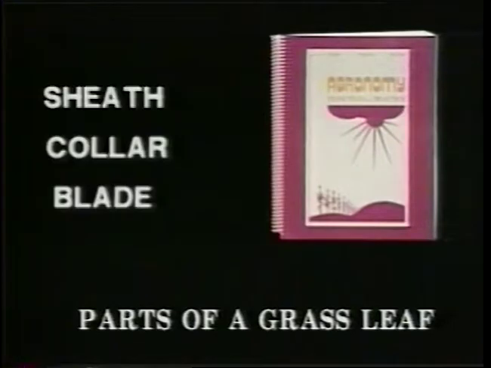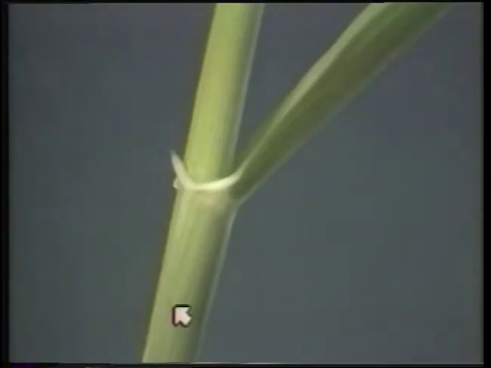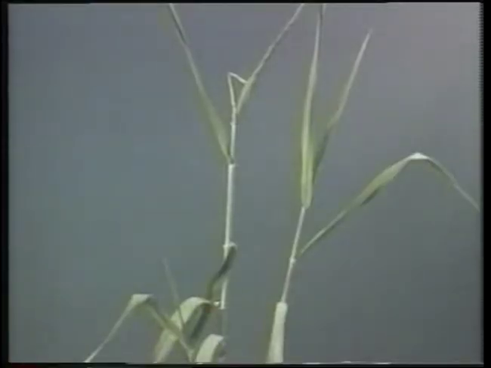Note in the figure labeled parts of a grass leaf in your text that a grass leaf consists of a sheath, collar, and blade. The sheath is fastened to the stem at a node and extends up, enclosing a section of the stem. The junction of the stem and blade is the collar region. Depending on the species or variety, the blade of grasses may be of different widths and lengths, or may be at different angles from the horizontal.